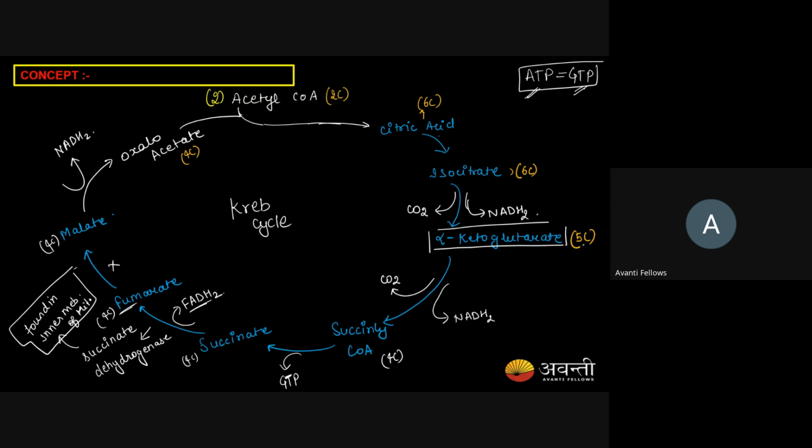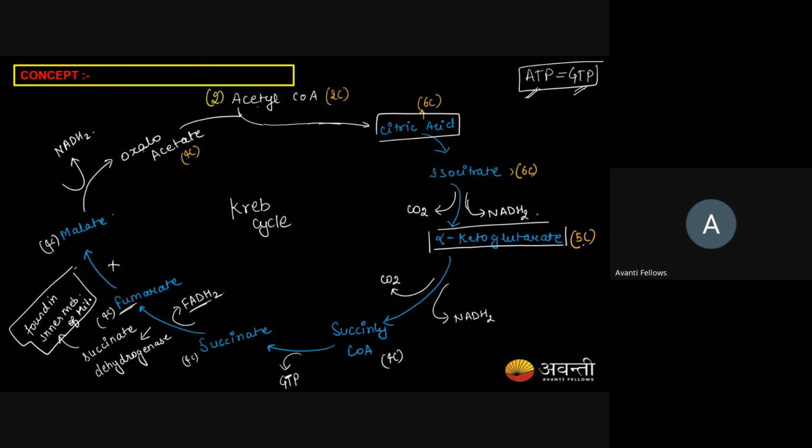And if I ask you, which one will be the SLP step in this reaction? SLP step, the first time direct energy gain. Which will be the SLP? Between oxaloacetate and malate. In the Krebs cycle, the first product is citric acid.